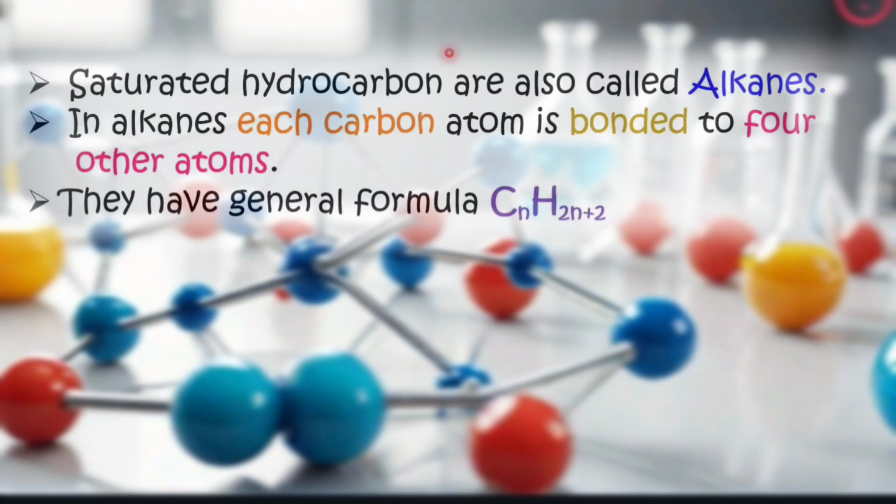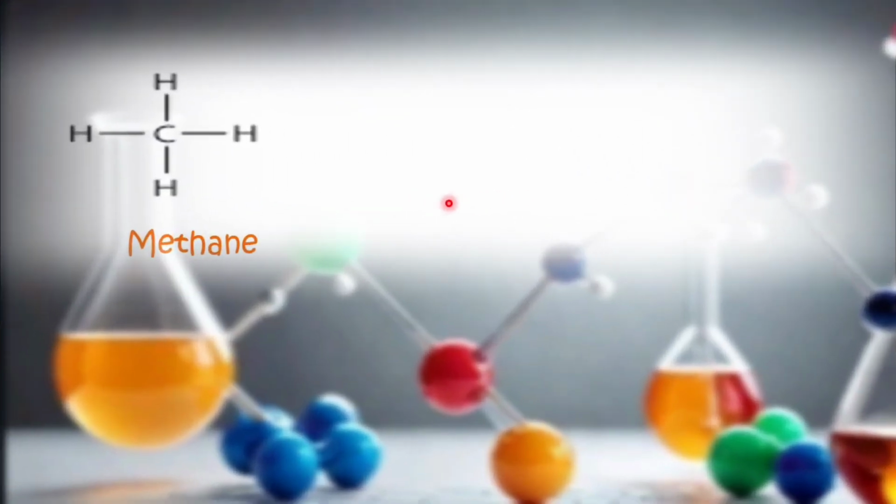They have the general formula CnH2n+2. This formula is used to determine the composition of the given hydrocarbon, and n shows the number of carbon atoms present in a given hydrocarbon. Just by putting the value of n, we can find out the number of hydrogen atoms present in a given hydrocarbon. The simplest hydrocarbon is methane, in which one carbon atom is bonded to 4 hydrogen atoms.